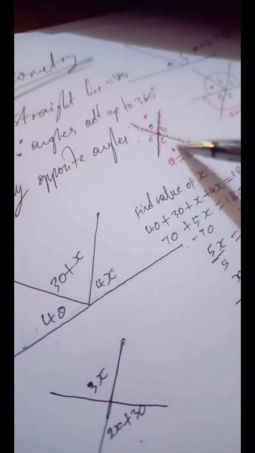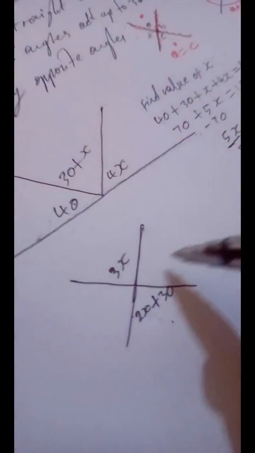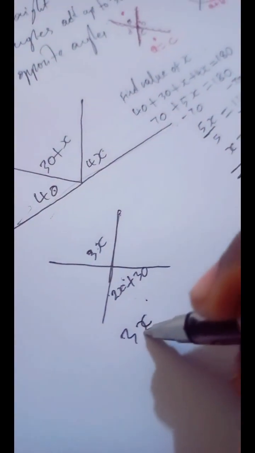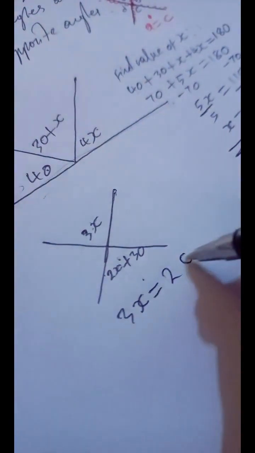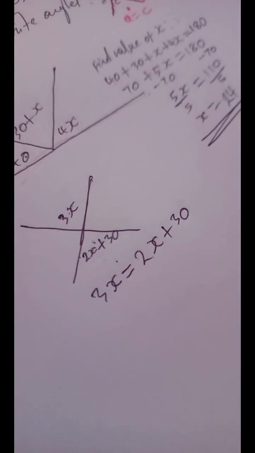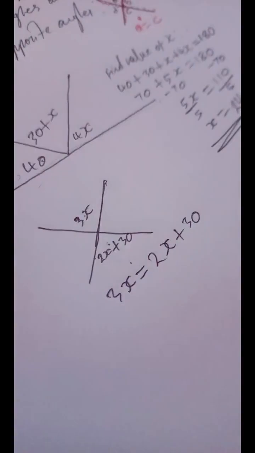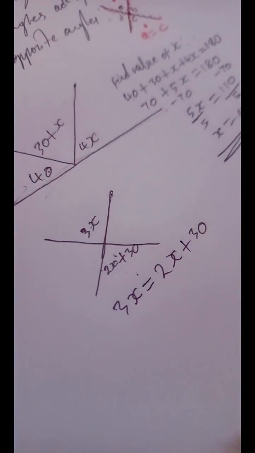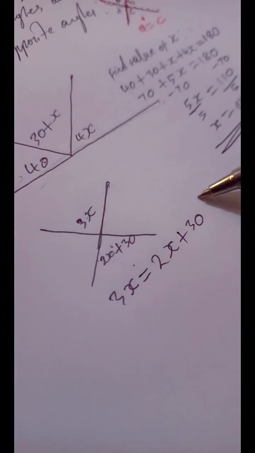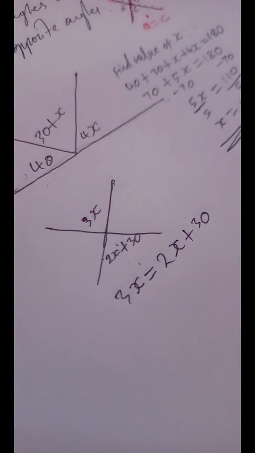So if it is like this, when you come here, you know that these angles are equal. So 3x is equal to 2x plus 30. There is no 180 here or 360. Why? Because we are saying these are vertically opposite angles. All right.